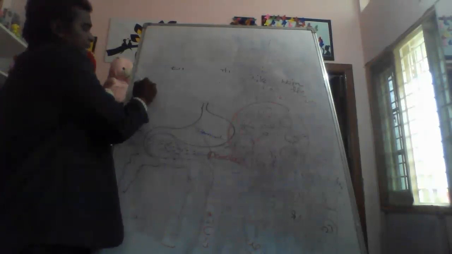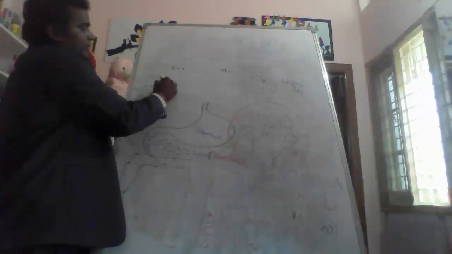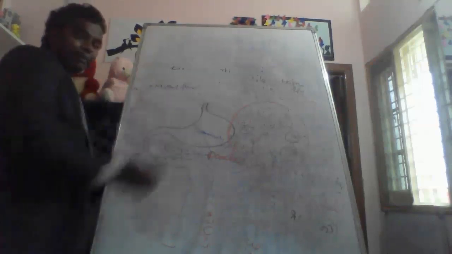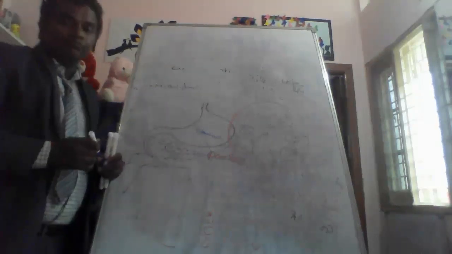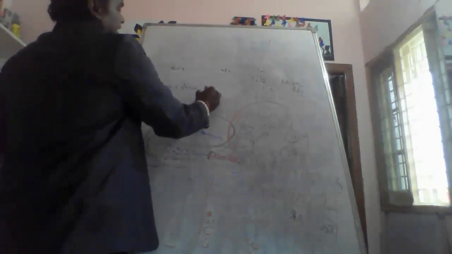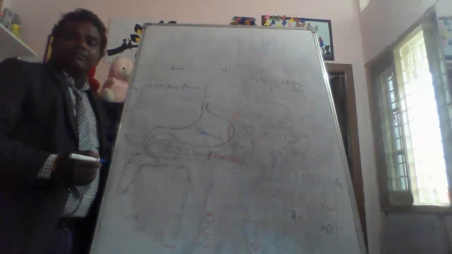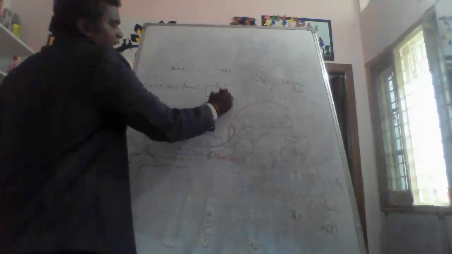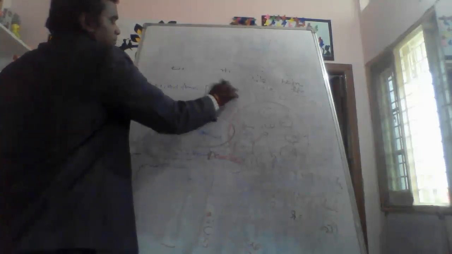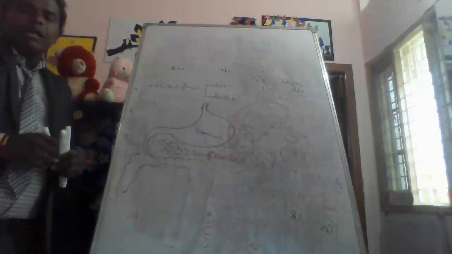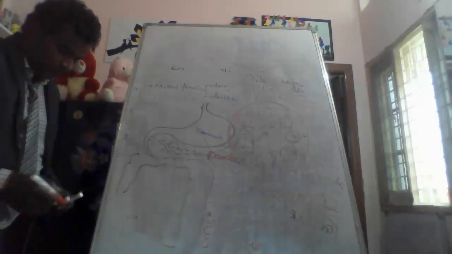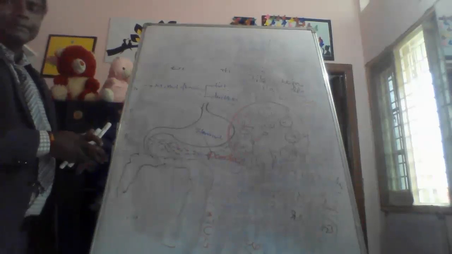Number 1 point: the pancreas is a mixed gland. Why is it a mixed gland? Come on, tell me. Because it contains a duct part and a ductless part. It contains duct glands and ductless glands. That's why it is a mixed gland. That is a very important thing.